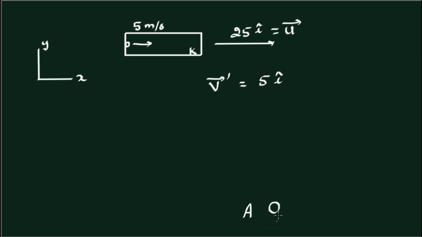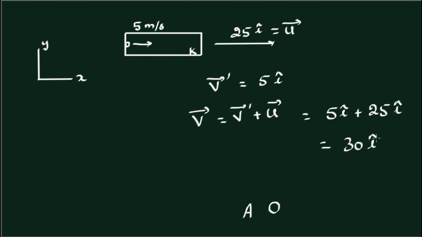Now the question is, what is the velocity that Adityan sees? According to our equation, v is equal to v prime plus u. So that becomes v prime is 5 i cap plus u is 25 i cap, and that gives us 30 i cap. So Adityan sees the ball moving at 30 meters per second. Now there is a very intuitive way to see this. I'll show you how that works.